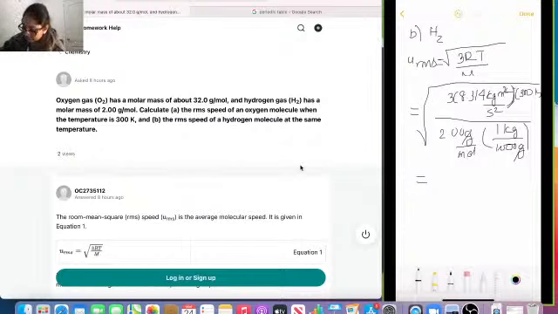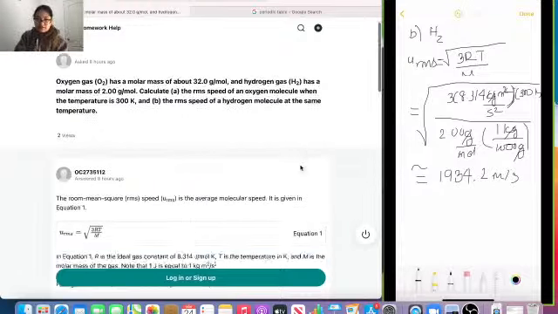And if we do the math here, we will get approximately 1,934.2 meters per second. Since the kilograms over kilograms get cancelled, you're left with just meters per second. And so this is the answer for hydrogen gas, the RMS for hydrogen gas.